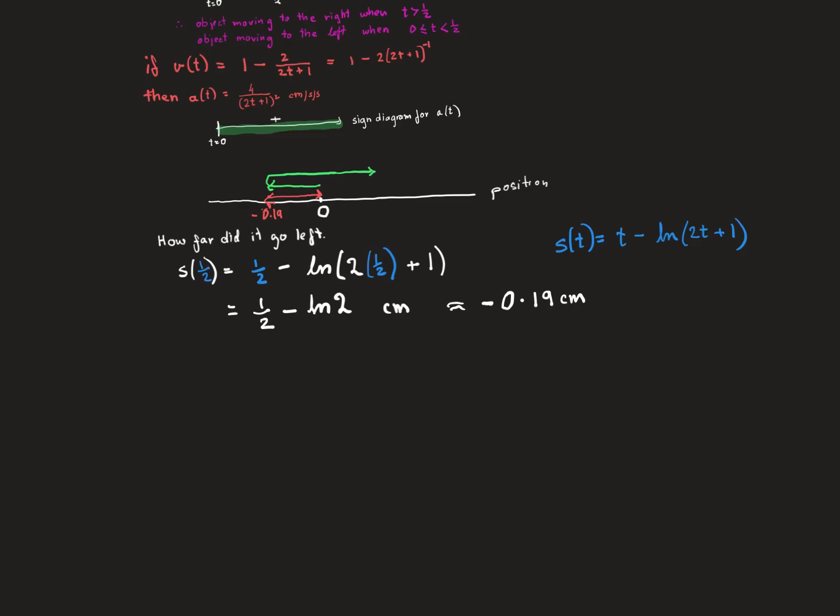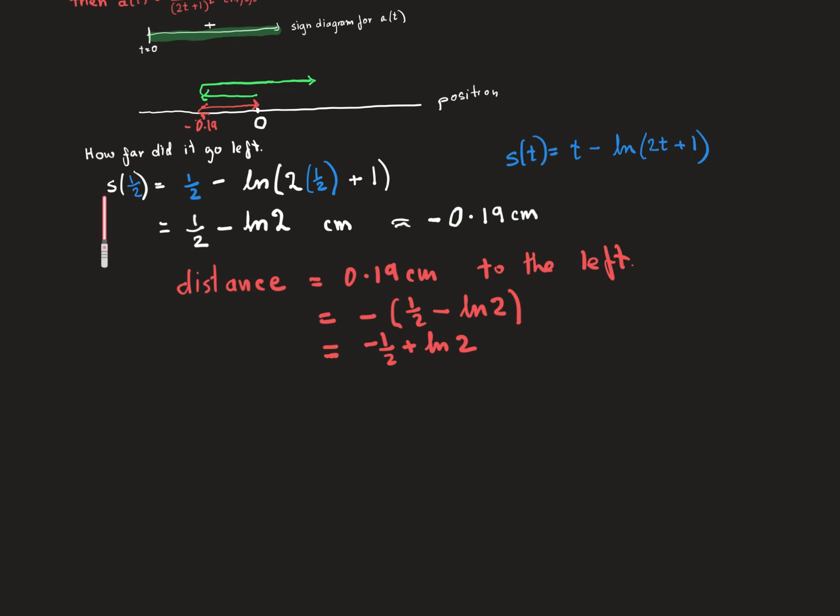What I'm trying to say is that the distance is not the same as the displacement. The distance is 0.19 centimeters to the left, which means that we should say that the distance is minus a half minus ln 2, which is equal to minus a half plus ln 2. That is the distance.